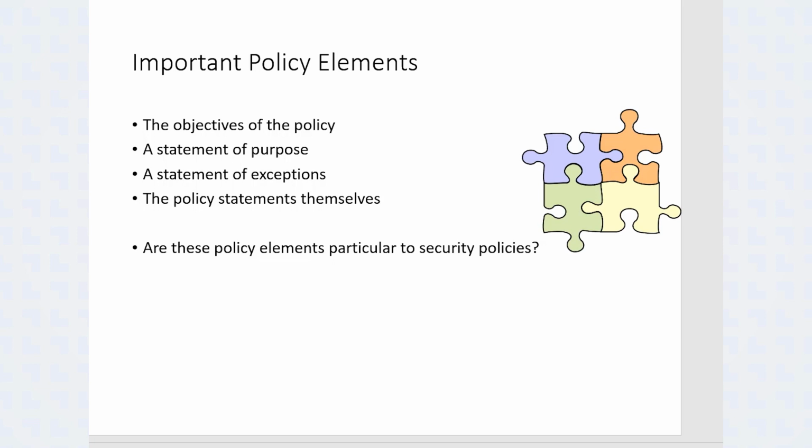So there are certain important policy elements that you will see in most policies. Firstly, you need to define the objective of the policy. You will have to write the statement of purpose, any exceptions, and of course the substantive policy statements themselves. Now ask yourself, are these policy elements particular to security policies? Probably not. I mean, there's a logical arrangement that has to be put in place, and these can apply to privacy policies equally as well. But we use them here primarily for the information security environment.